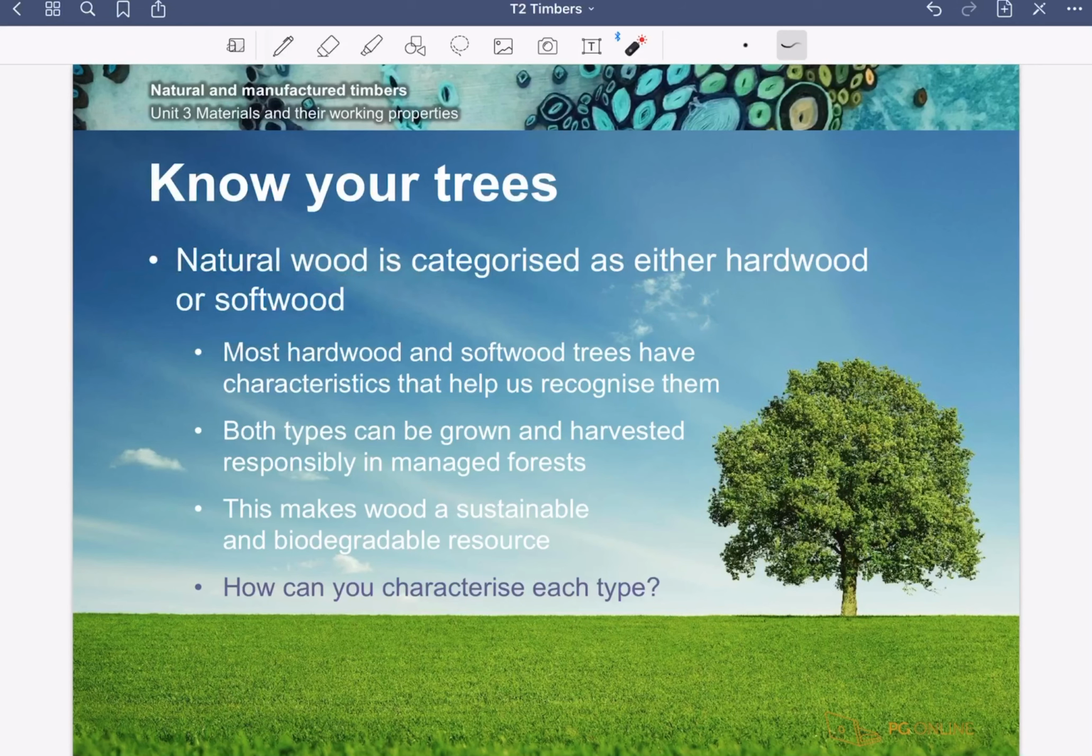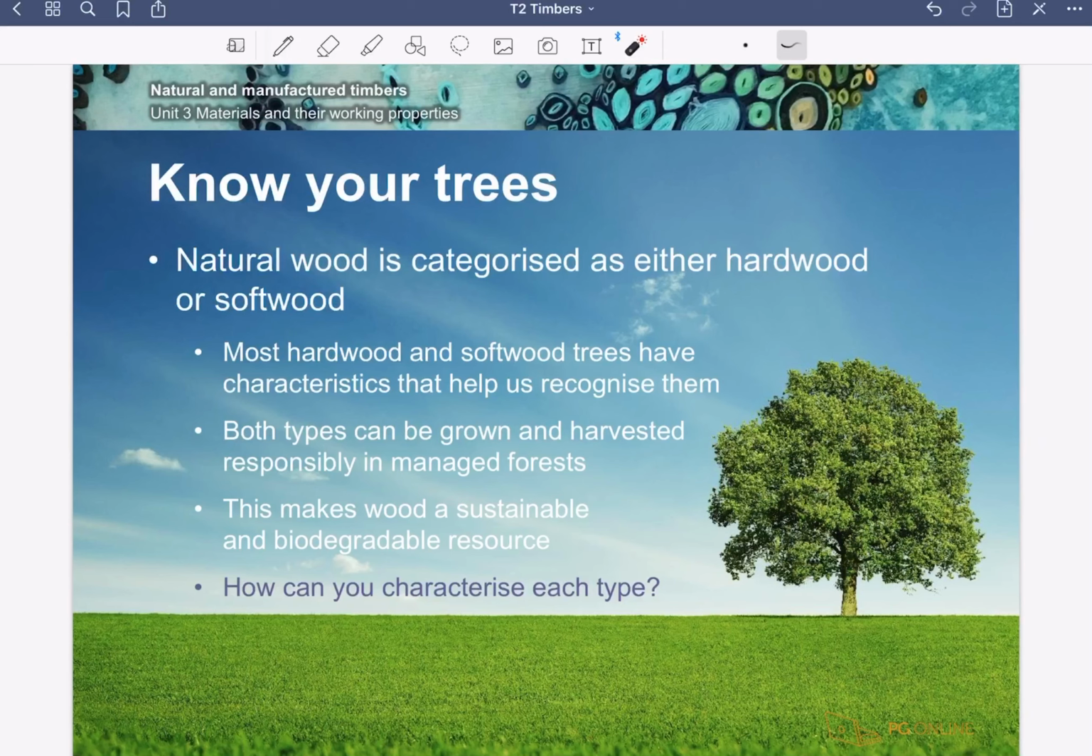Okay, as it says here, most hardwood trees and softwood trees have characteristics that help us recognize them. Both types can be grown and harvested responsibly in managed forests. This whole turn about managed forests is ensuring that we don't cut down too many of our trees. We'll cover this at a later date.